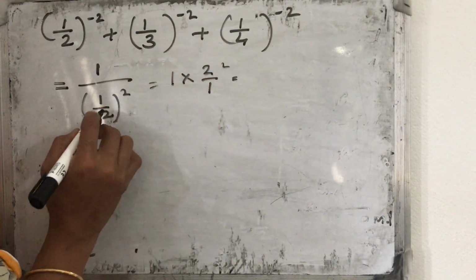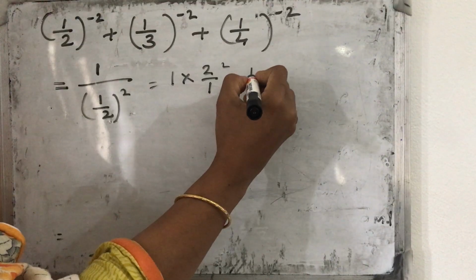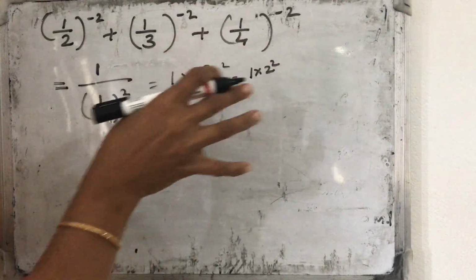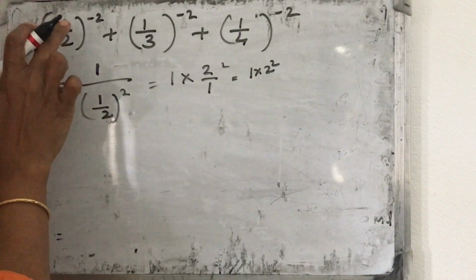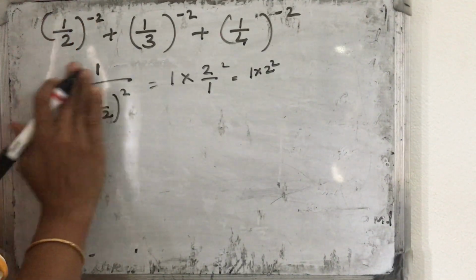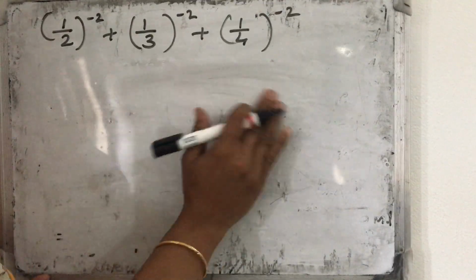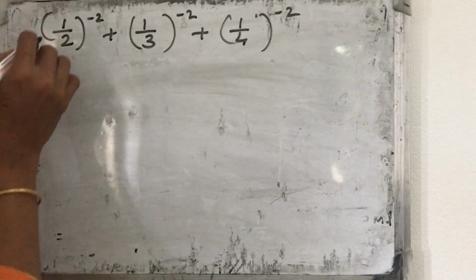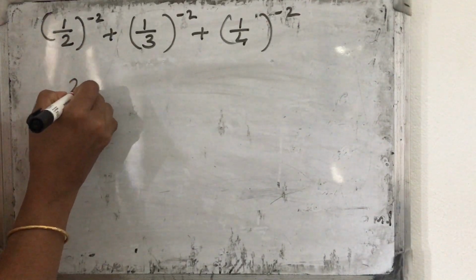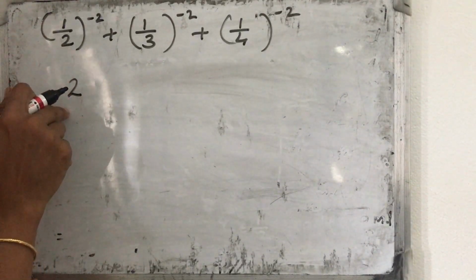So that will be equal to 1 into 2 square, that means 2 square itself. Okay, that theory you want to understand: when we convert the exponents from negative to positive, the base will be converted into its reciprocal. So 1 by 2 will be converted into its reciprocal, 2.